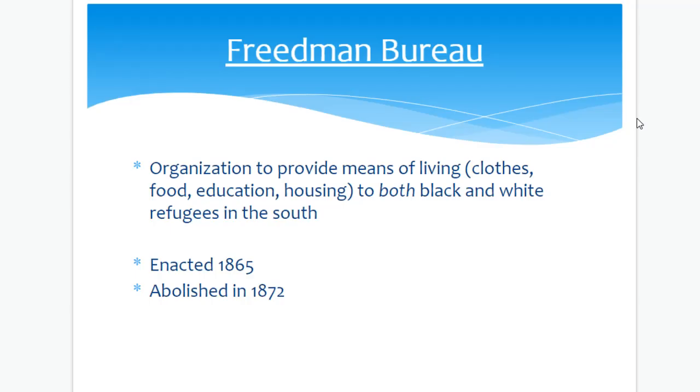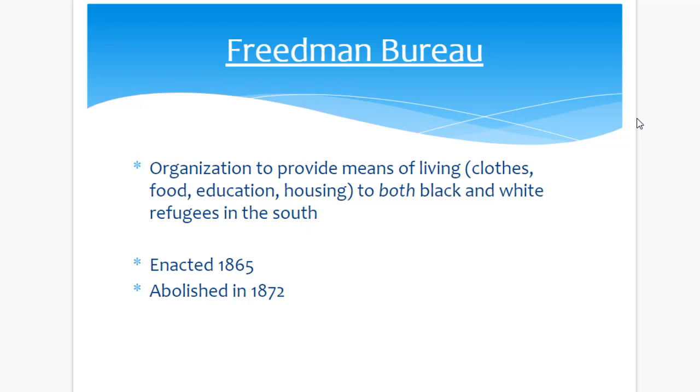So, talking about things that were important during this time, the Freedmen's Bureau. To answer that second question we'd asked before, the Freedmen's Bureau was sort of like an early supporter of almost a welfare system or a safety net system that was going to help organize and provide means of living to both black and white refugees in the South. And some of the ideas were clothing and food, education and housing, to try to make sure that they could assimilate into a culture where every person had some type of say or some type of opportunity to be successful. It was enacted in 1865, but it was abolished by 1872.